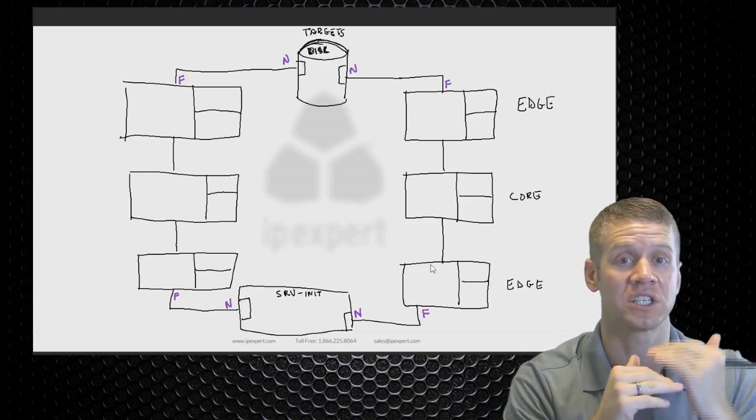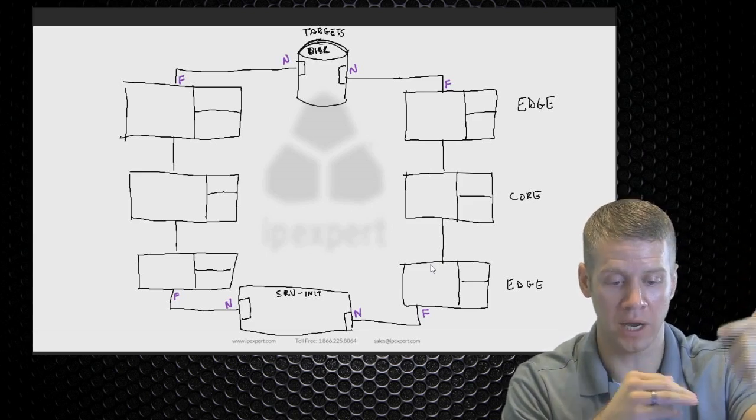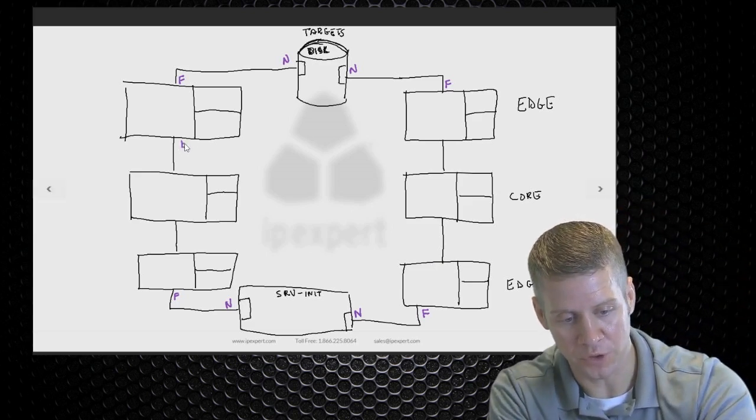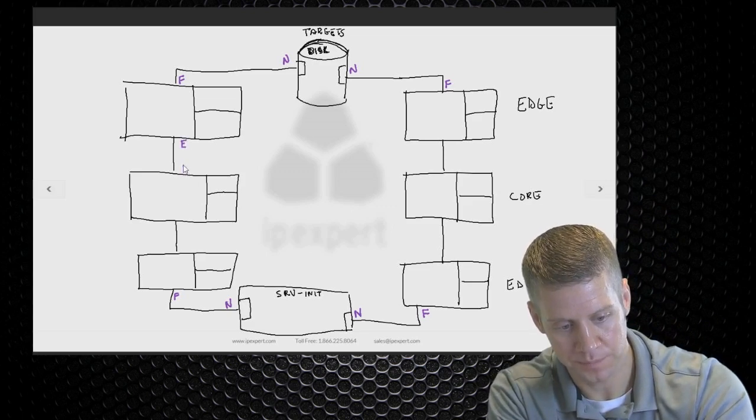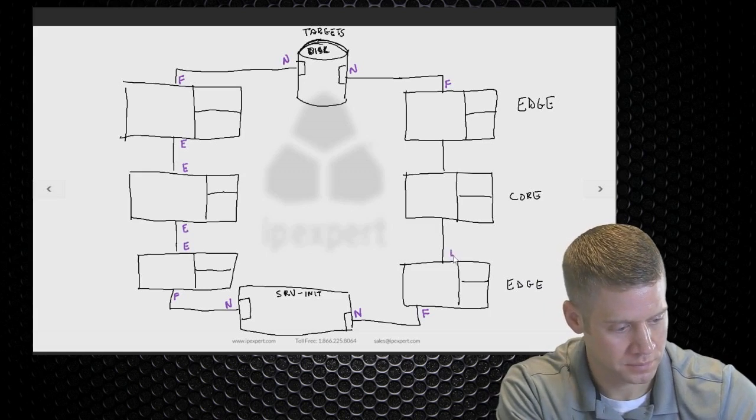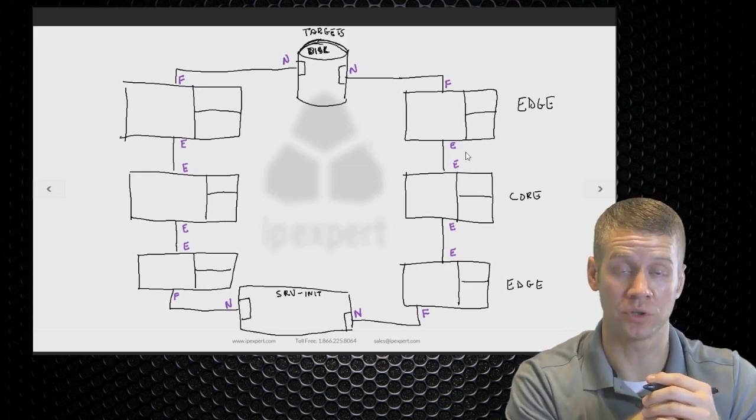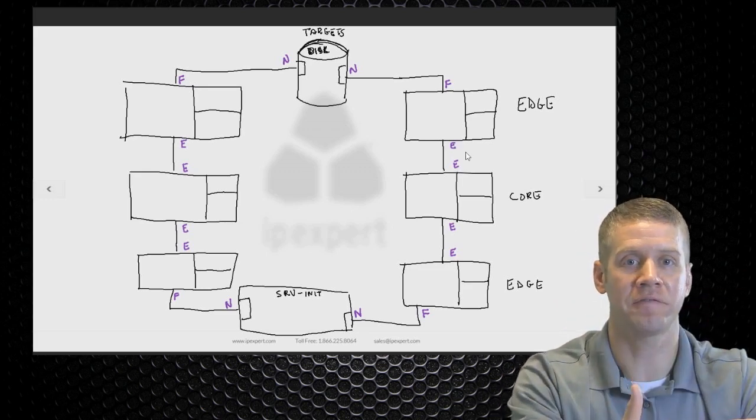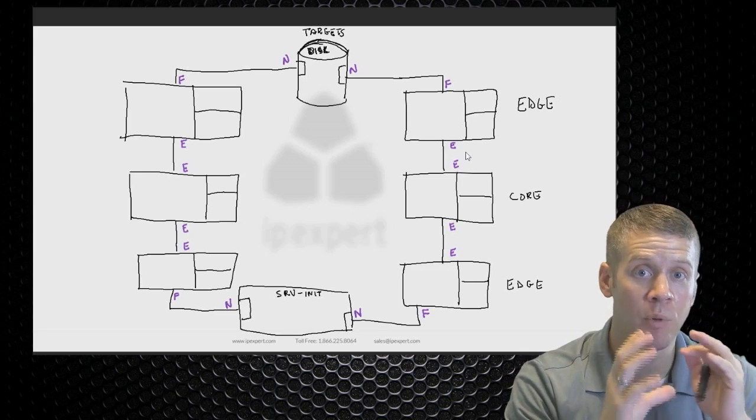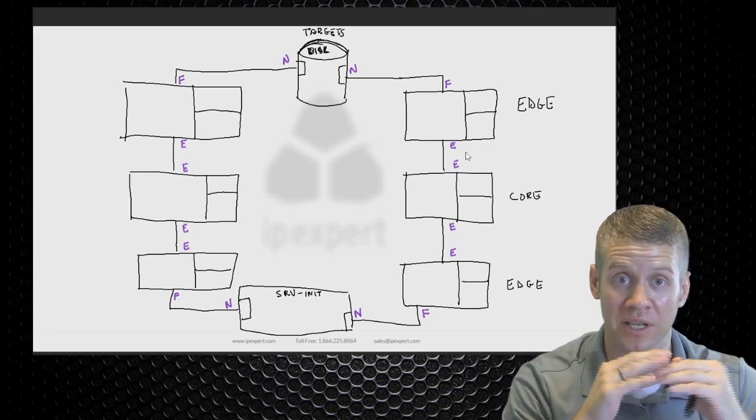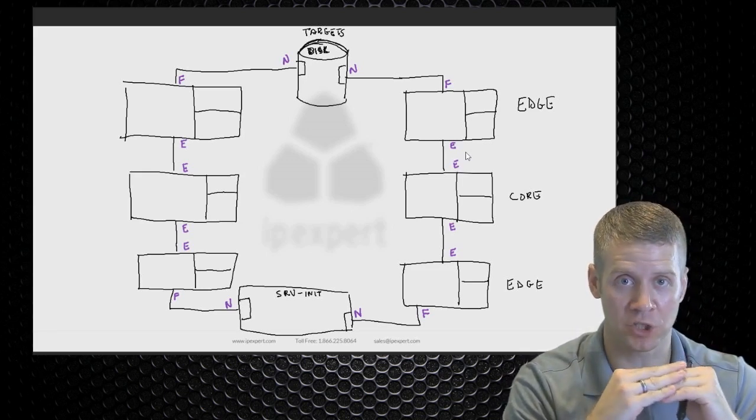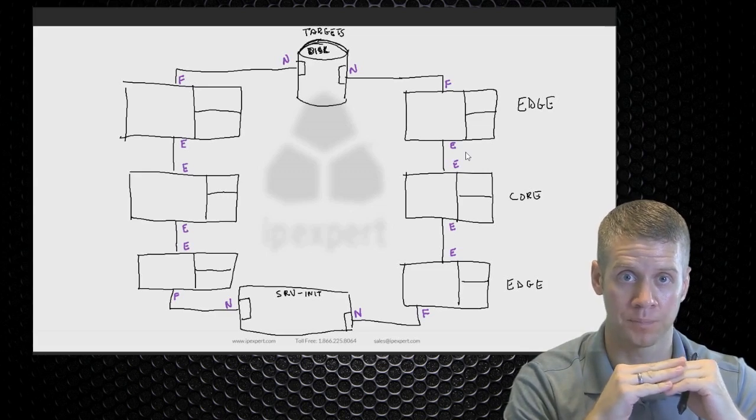Think of it like this: we're expanding the fabric. So these would all be what we refer to as E ports, or expansion ports. Again, we're expanding the fabric. This E port designation, as we're going to see in just a second, plays a very special role in setting up the fabric.